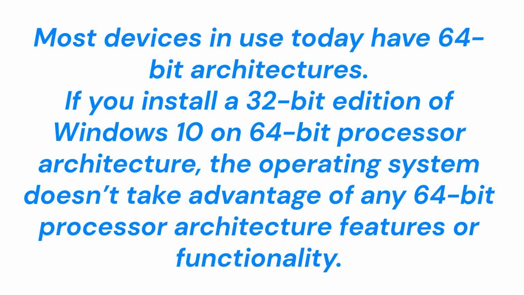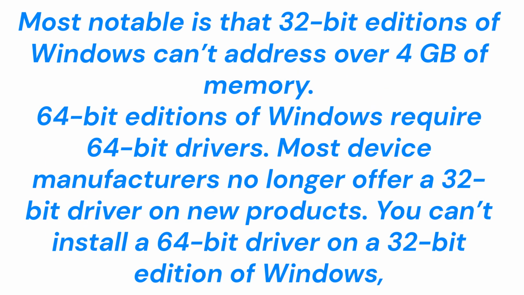Some reasons include: most devices in use today have 64-bit architectures. If you install a 32-bit edition of Windows 10 on 64-bit processor architecture, the operating system doesn't take advantage of any 64-bit processor architecture features or functionality. Most notable is that 32-bit editions of Windows can't address over 4 GB of memory.